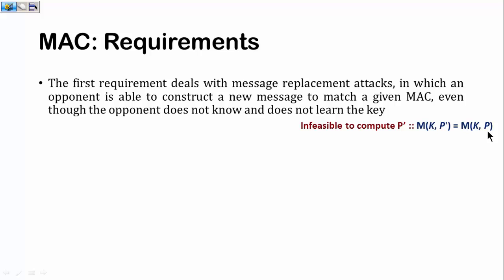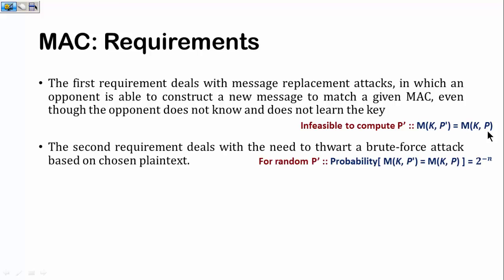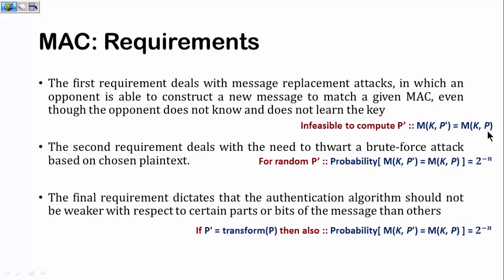So this is one of the requirements, that no other value of the plain text should be able to produce the same MAC value. The second requirement is that the probability of finding any P dash which gives you the same code as in the case of P should be very low. The probability is of the order 2 raised to the power minus n, where n is the number of bits of the MAC values that you can generate. So if MAC is 32 bits, that basically means 1 upon 2 raised to the power 32 should be the probability for each MAC value that you are generating with respect to the plain text. So the probability of finding the plain text P dash that produces the same MAC value should be a very small figure. And the final requirement is that the authentication algorithm should not be weaker with respect to certain parts or bits of the message than the others.